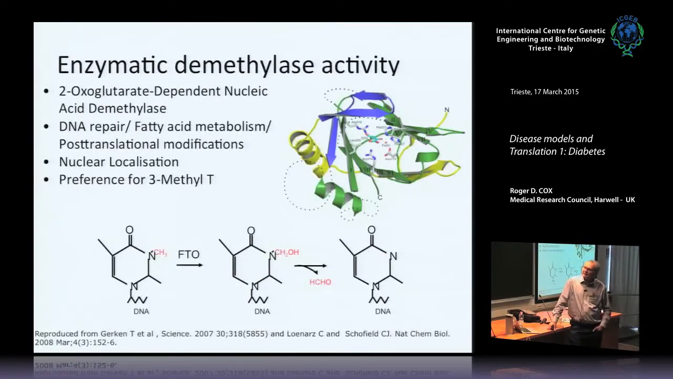It's a 2-oxyglutarate-dependent nucleic acid demethylase. Other family members are implicated in DNA repair, fatty acid metabolism, post-translational modifications. It's nuclear localized. And the initial studies showed that it had a preference for single-stranded RNA and DNA, and particularly for demethylating 3-methylthymidine.